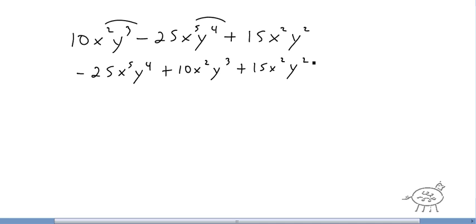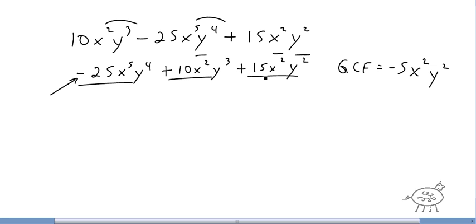Now, we've got numbers and variables to look at. So the numbers are, our greatest common factor is going to be 5, but we've got a negative here. So let me just write on the side here. GCF is negative 5. And remember, when you're looking at the variables, you look at the smallest exponent. Well, the smallest exponent for the x is x squared. This one has an x squared and that one has an x squared. So negative 5x squared. And the smallest exponent for the y is this one, which is y squared. Alright, so that's what we're dividing everything by. Negative 5x squared y squared.